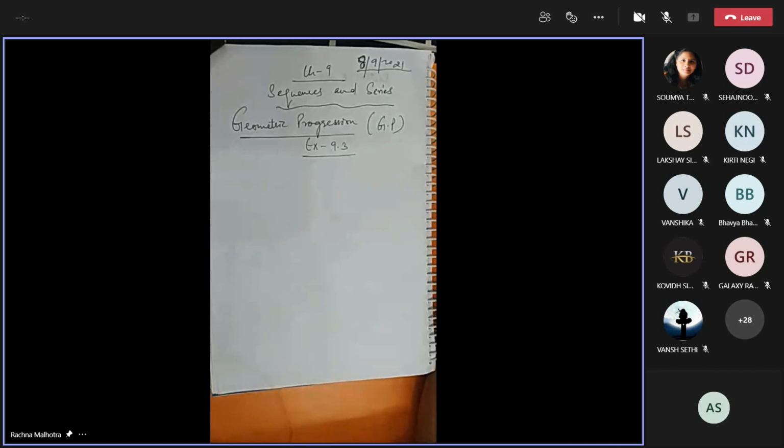Question number 1, 2, 3, 4, 5 are very simple, even 6 also. You have to just apply the GP concept. Is there any doubt in question 1 to 6? Should I discuss any? Ma'am, please discuss question number 10. Okay. These are very simple; you just have to check the number of terms, find the 20th term, nth term. So very simple questions are there till question number 6. Now from 7 onwards, we have to study the sum to n terms.